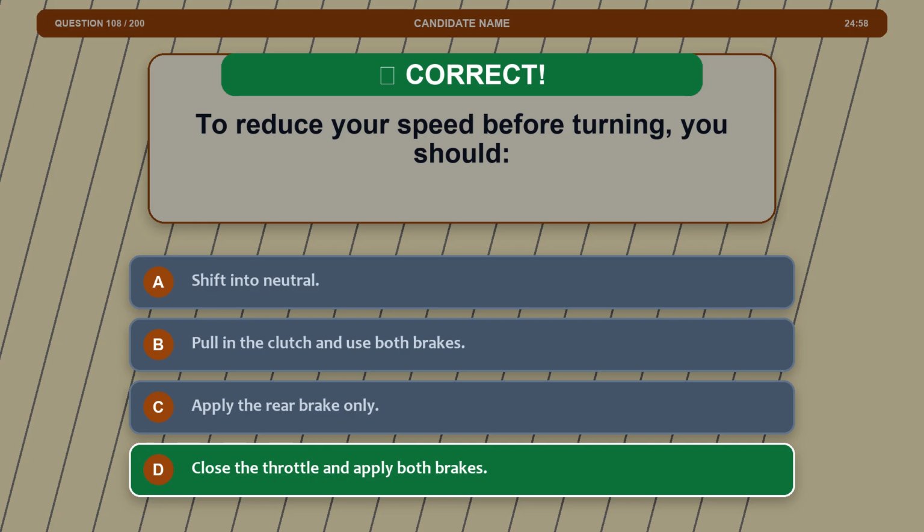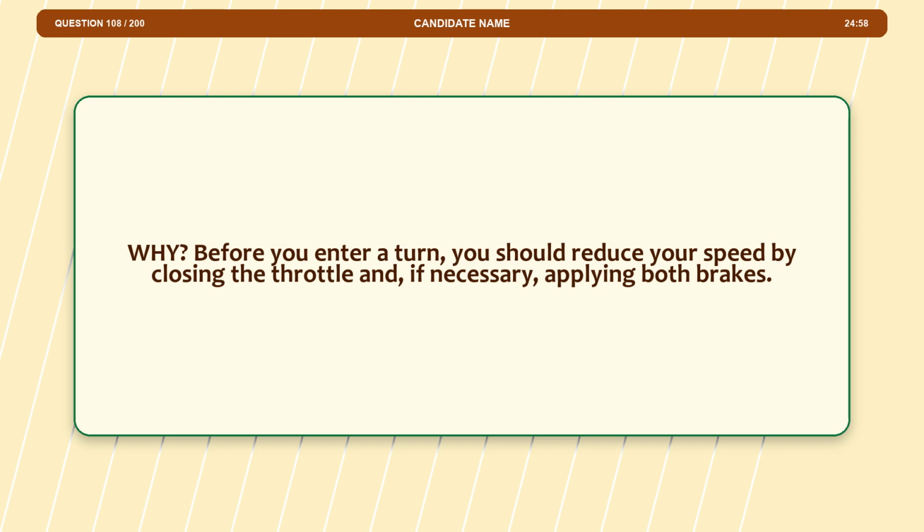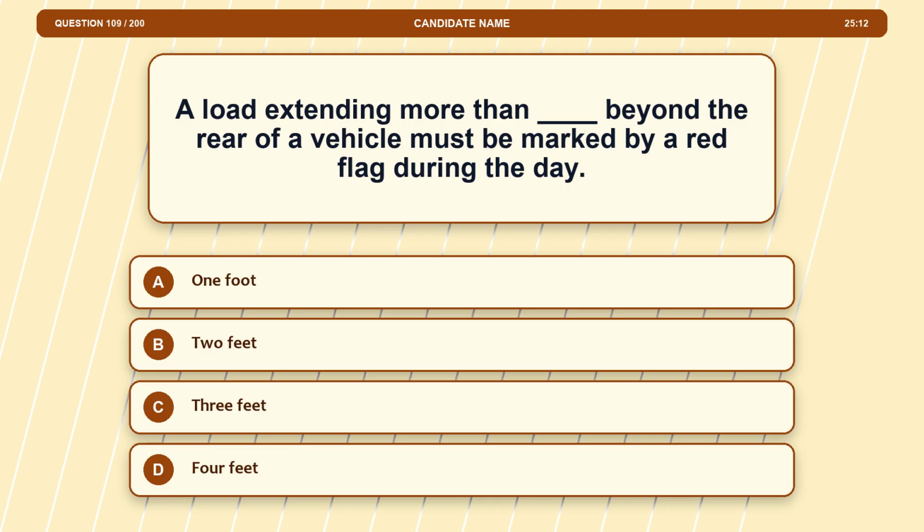The correct answer is option D, close the throttle and apply both brakes. Explanation: before you enter a turn, you should reduce your speed by closing the throttle and, if necessary, applying both brakes. Question 109. A load extending more than blank beyond the rear of a vehicle must be marked by a red flag during the day.